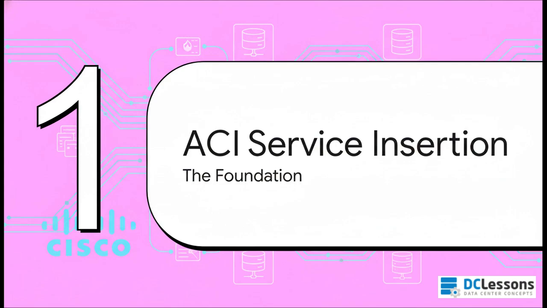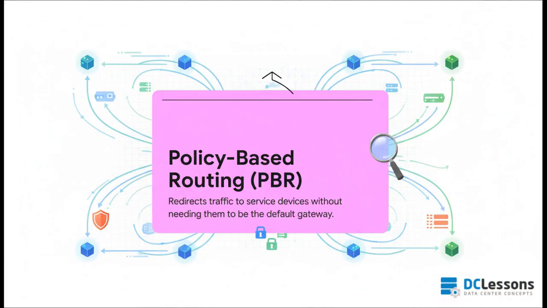To really appreciate why PBR is such a big deal, we first have to get a handle on the actual problem it was designed to solve in the first place. Okay, so at its heart, policy-based routing, or PBR, is basically a way for us to intelligently redirect traffic to our service devices, things like firewalls and load balancers, without making them the default gateway. You can almost think of it like a smart traffic cop. Instead of every car following the exact same rigid path, we can set up policies that say, hey, this specific type of traffic, you need to take a quick detour through this security checkpoint over here. This totally avoids a ton of complex routing headaches and gives us an incredible amount of flexibility.